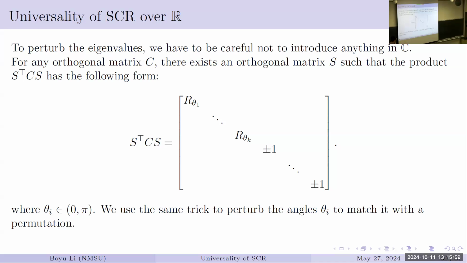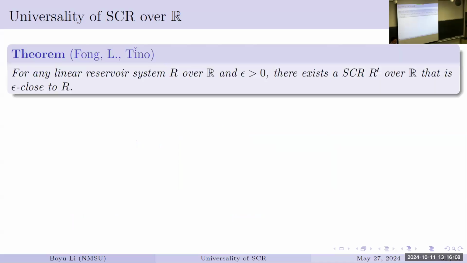Then you use the similar matrix again to move it back into the full cycle, and in all this process, you're not really introducing any complex number. So in the end, what you have is just a real version of the linear reservoir system. Then you can approximate using a real simple cycle reservoir, meaning you're not going to introduce any complex number in the process. So this is another result we have.